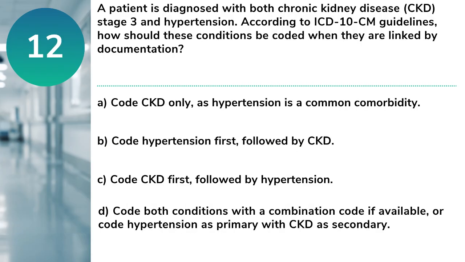Question 12. A patient is diagnosed with both chronic kidney disease, CKD, stage 3, and hypertension. According to ICD-10-CM guidelines, how should these conditions be coded when they are linked by documentation? A. Code CKD only, as hypertension is a common comorbidity. B. Code hypertension first, followed by CKD. C. Code CKD first, followed by hypertension. D. Code both conditions with a combination code if available, or code hypertension as primary with CKD as secondary.